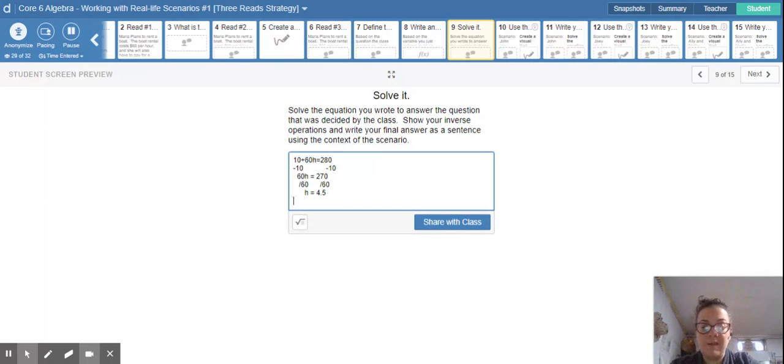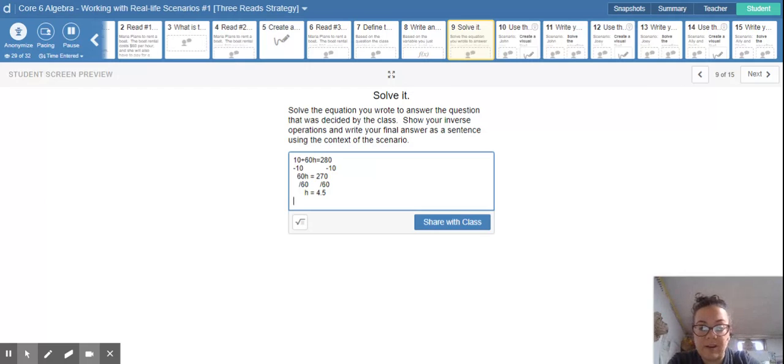So what that means is she can rent the boat for 4.5 hours, but they didn't say that we are allowed to rent it for half hours. So really, we don't have enough money to rent it for 5 hours because our H isn't quite 5, right? So we have to go backward and say the most she can rent it for is 4 hours. 60 times 4 is 240, plus 10 is 250. So she'd have $30 left.